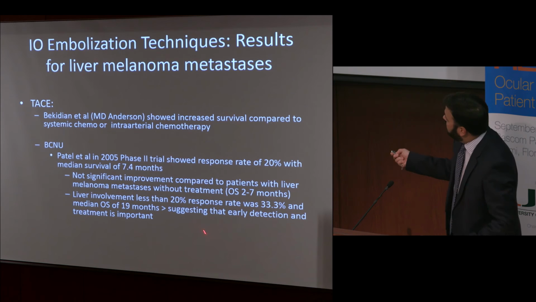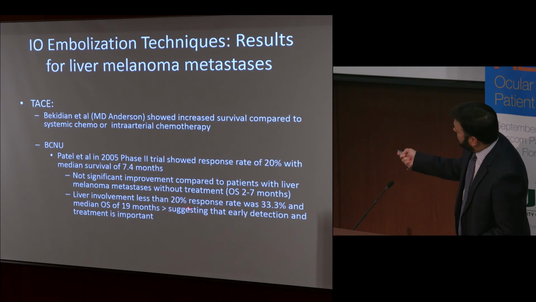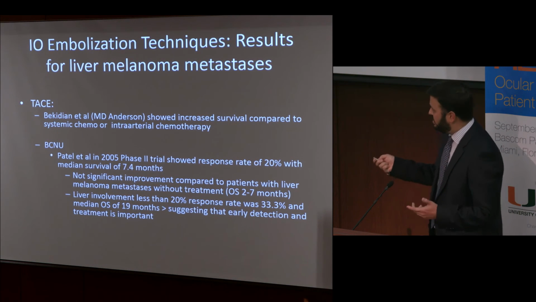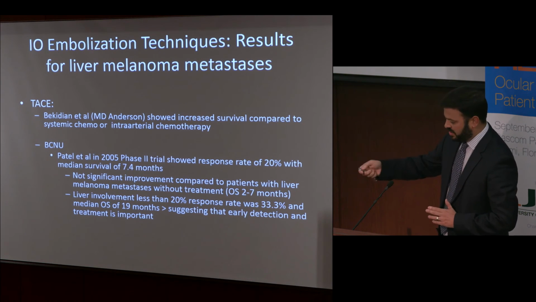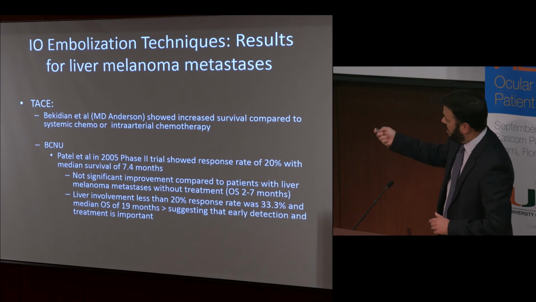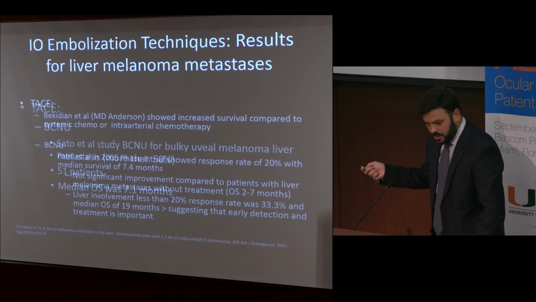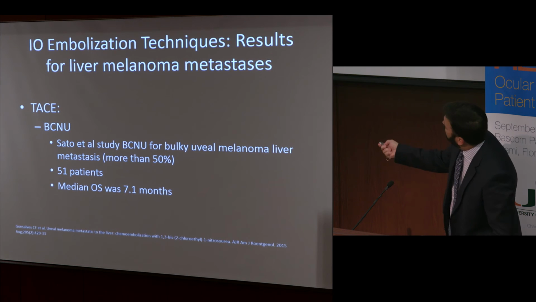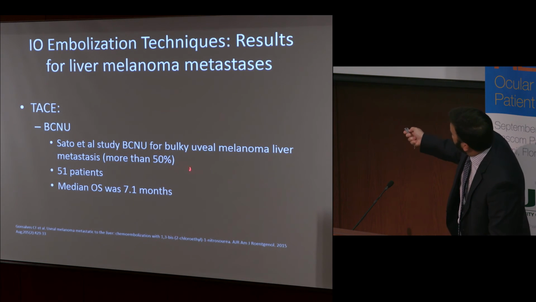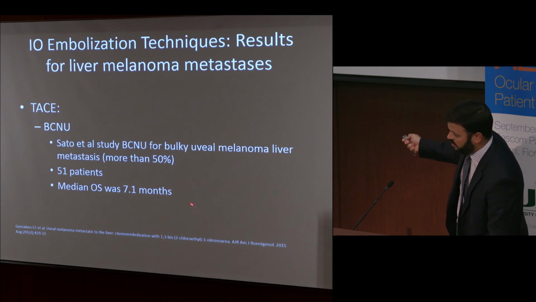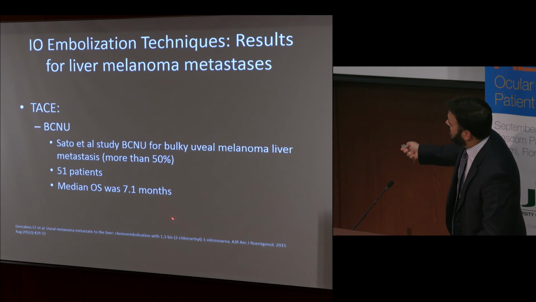However, they found that if the liver involvement was less than 20%, there was up to a 33% rate of response with an overall survival of 19 months. So I think what this suggests is that early detection of liver metastasis is key, potentially so that patients can undergo surgery or ablation techniques, and if not, this as a second alternative. Here's another study from Dr. Sato's group where BCNU was utilized for bulky uveal melanoma, basically metastasis involving more than 50%, and again, the overall survival was about 7.1 months.